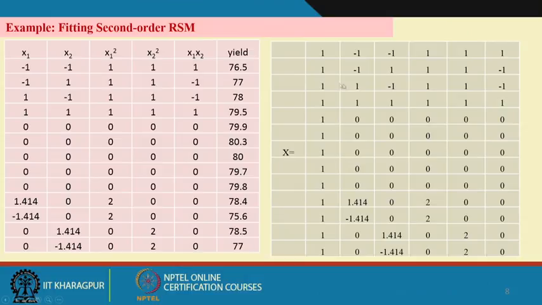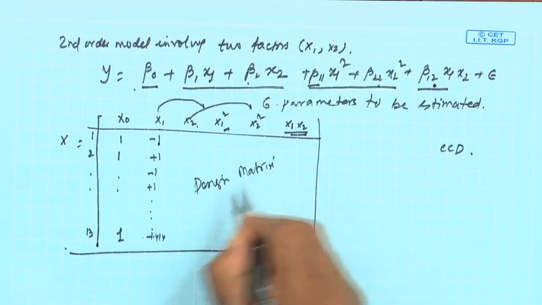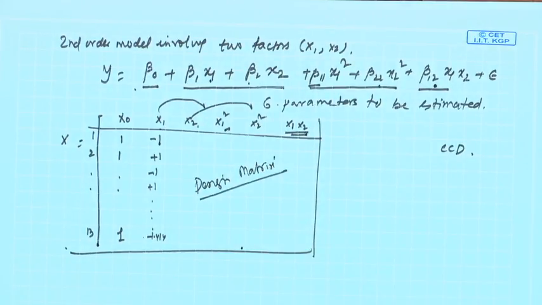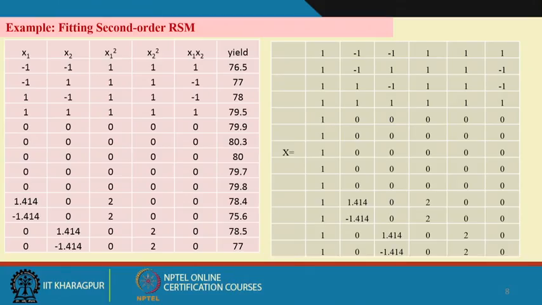So, what is the resultant matrix? First column will be all 1, second column will be minus 1, minus 1, plus 1, and so on. Like this, ultimately you will get this kind of design matrix. So, this is known as design matrix. Okay. So, you just verify, and if there is any mistake you point out in the discussion forum. But this is the procedure.